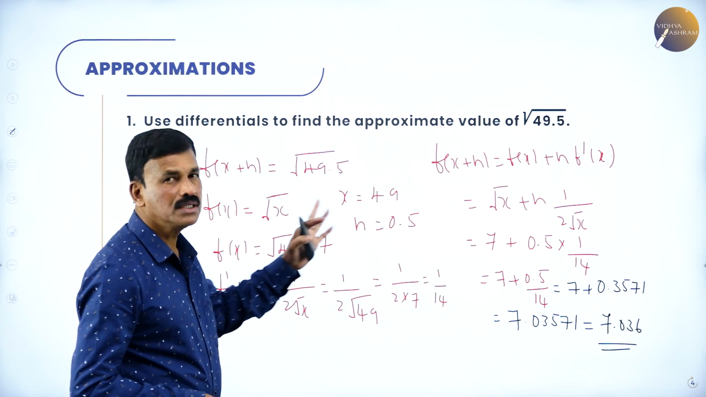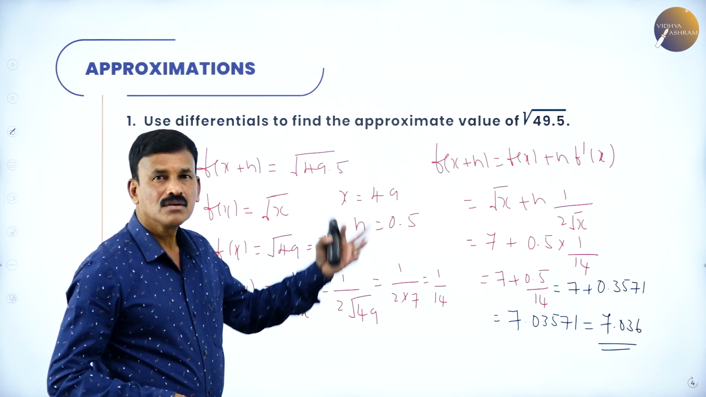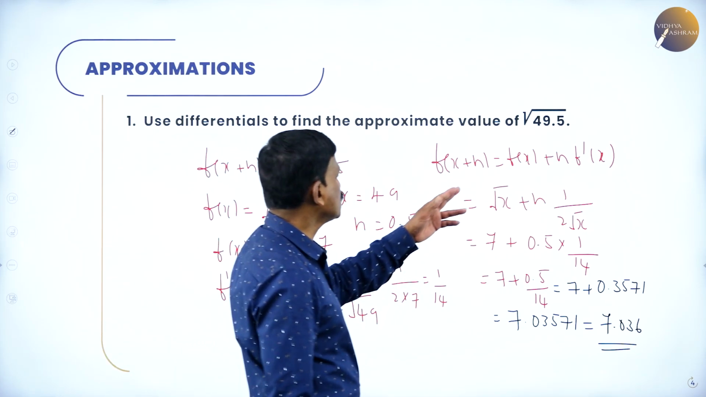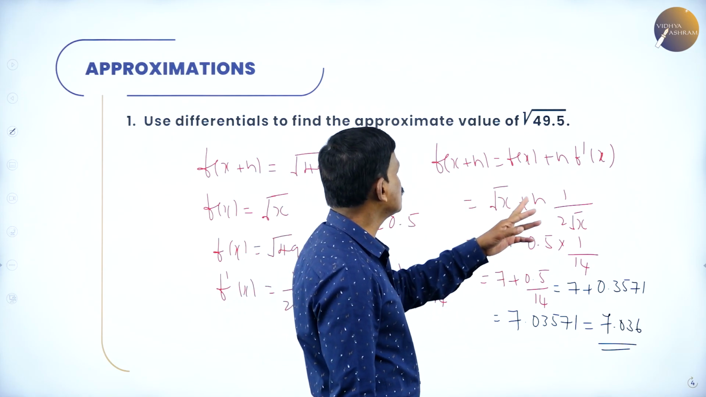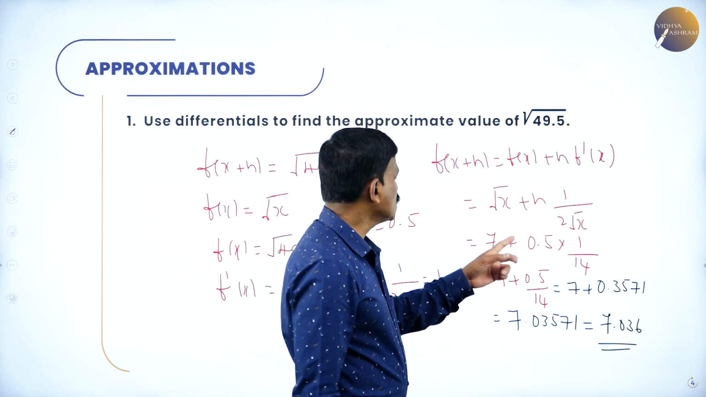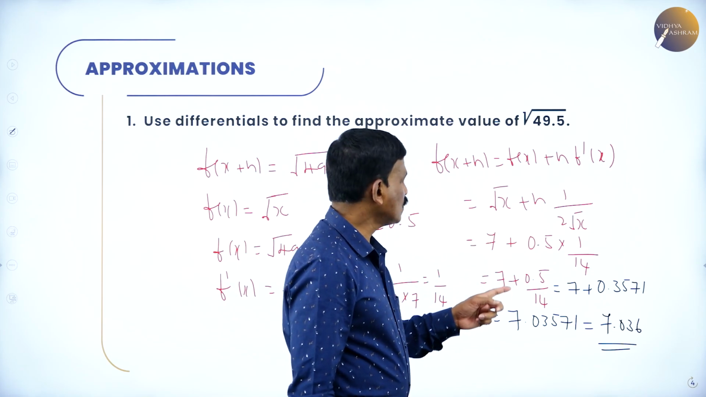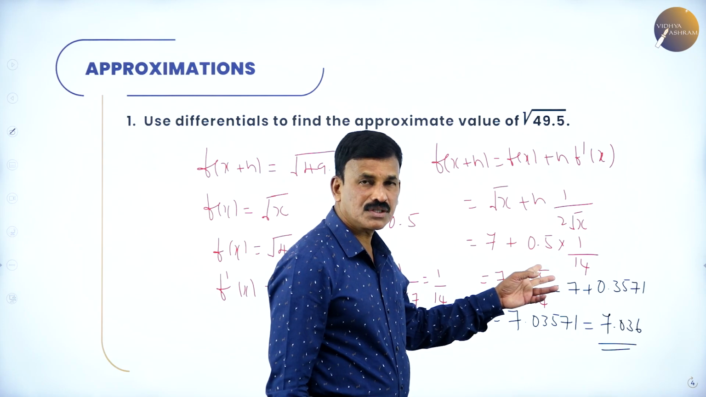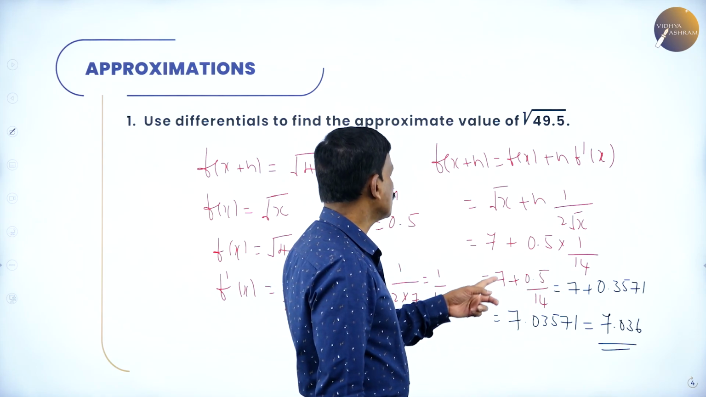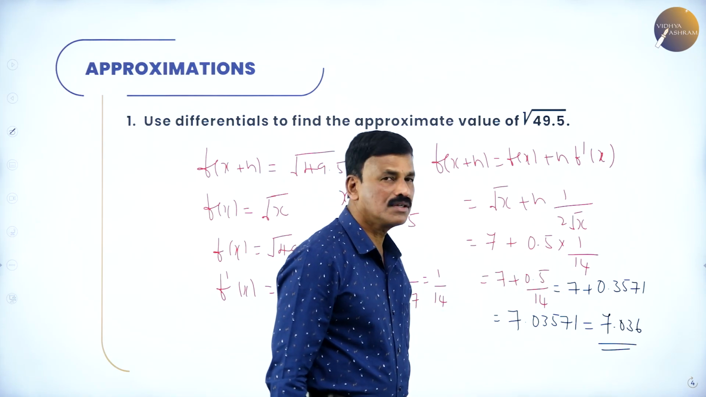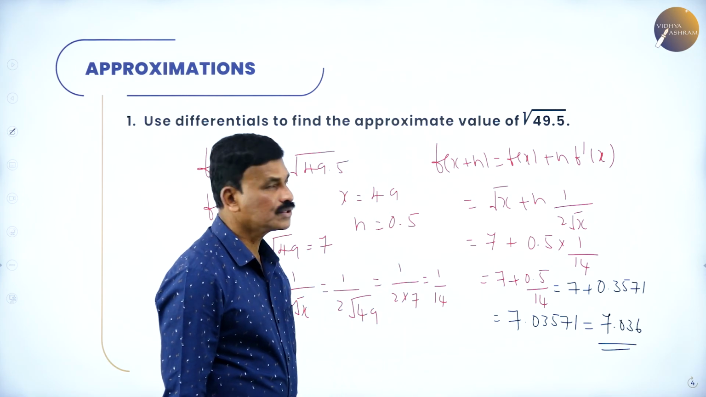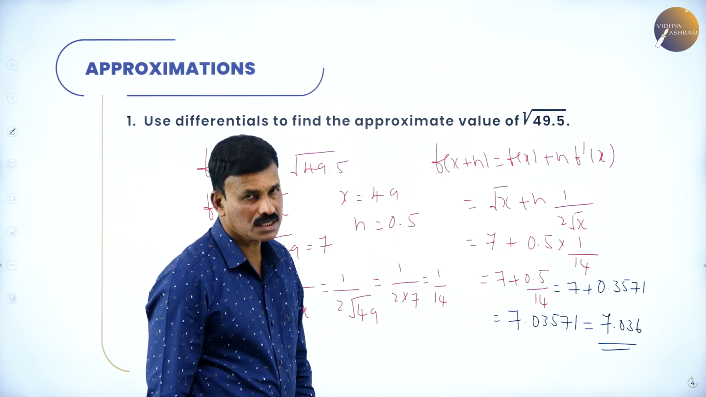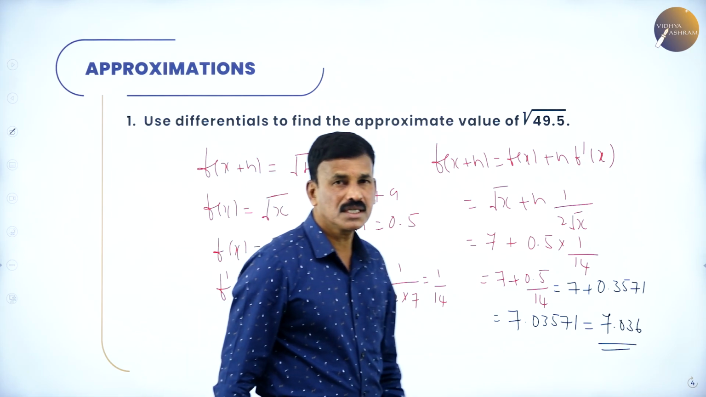So very simple. Just divide. What is the formula? f of x plus h is equal to f of x plus h into f dash of x. f of x is root x plus h into 1 over 2 root x. Root of 49 is 7, plus 0.5 into 1 over 2 root 49, that is 1 over 2 into 7, which is 14. 7 plus 0.5 by 14 is 7 plus 0.03571, that is approximately equal to 7.036. That's it. Now let us move on to the next problem.